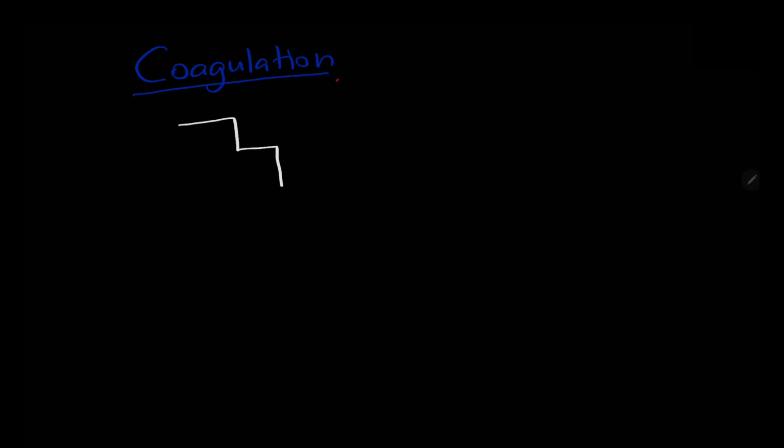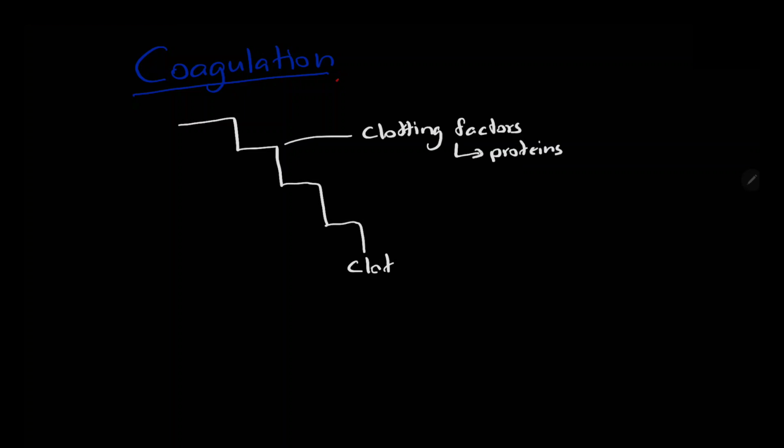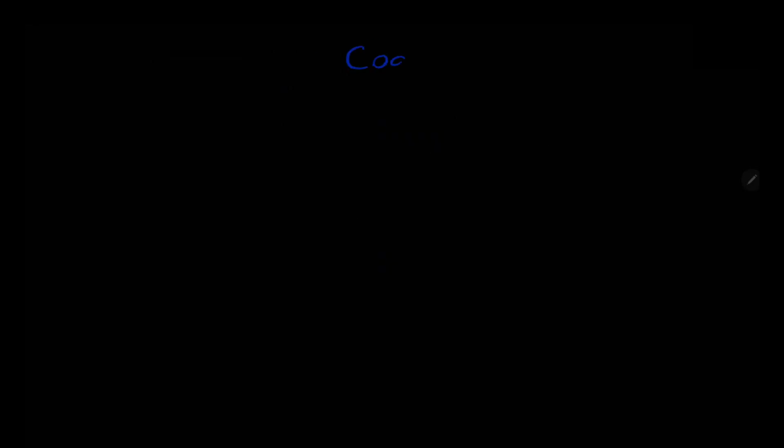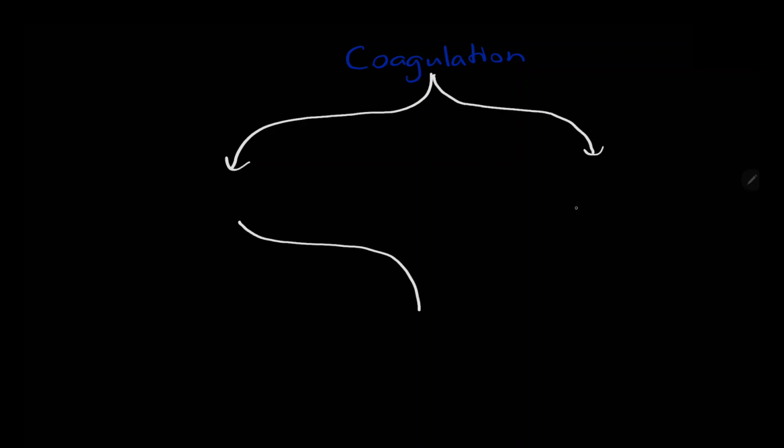Coagulation is a cascade of events which leads to formation of a blood clot. Clotting factors are proteins which will be activated and carry out the coagulation process by activating other clotting factors as well. There are two pathways depending on how the process is started, and both pathways proceed in the same pathway, which is called the common pathway.